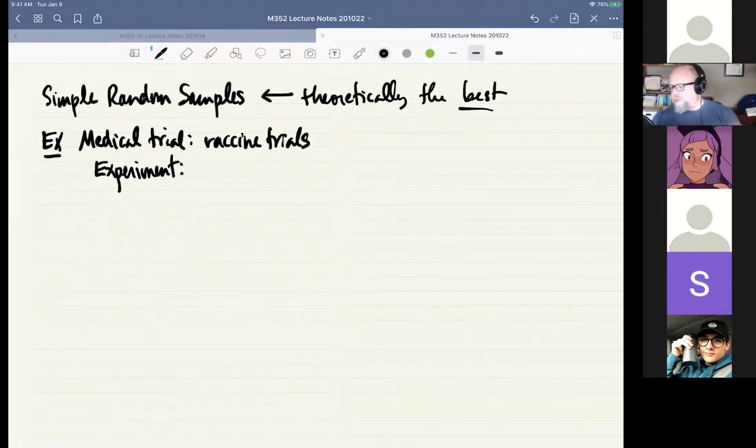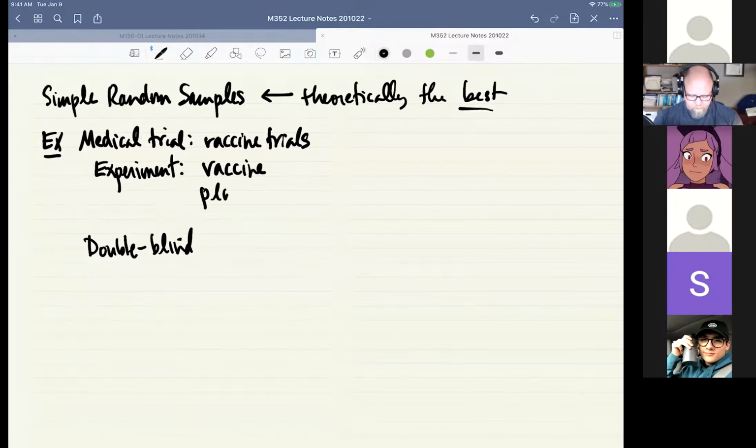In rough, broad strokes? I'd guess that they're double blind. Okay, double blind. What does that mean? It means that the participants don't know whether they're getting the vaccine or placebo, and neither do the doctors running the experiment.